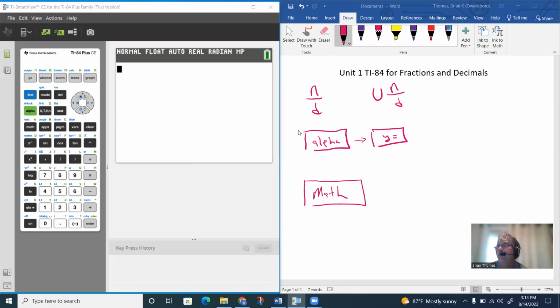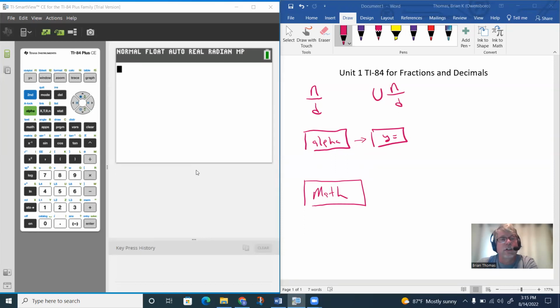As we move into our Math 126 class, using the calculator is going to be a useful tool to keep up with the workload. Where things slow down, of course, is fractions and decimals and things like that. So let me show you how you can use your graphing calculator, the TI-84, to put fractions into your calculator.